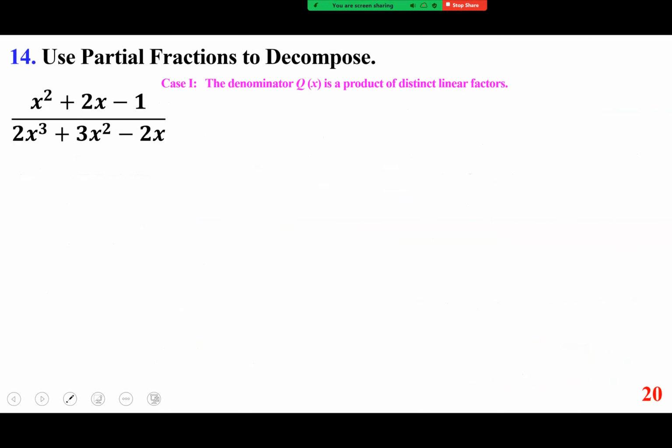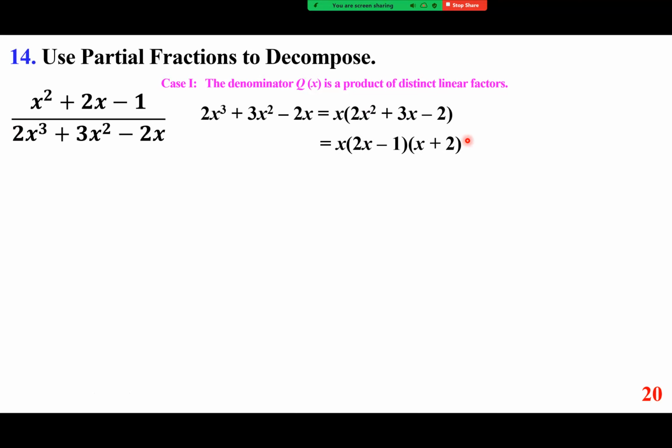So let's start with the simple example, x squared plus 2x minus 1 over 2x cubed plus 3x squared minus 2x, and we want to use the decomposition. First, notice the degree of the numerator is less than the degree of the denominator. Otherwise, you have to do the long division. So let's factor the denominator. First, we factor the x out. And then this piece can be also factored. So we get x times 2x minus 1 times x plus 2. My assumption is we have no problem with factoring. So we're going to write this one as a over x plus b over 2x minus 1 plus c over x plus 2.